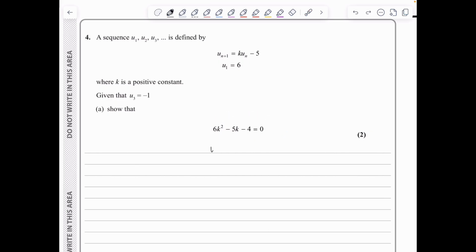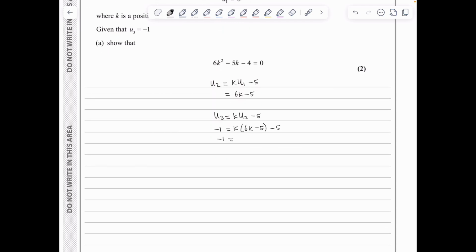So let's start with u2, which is equal to k times u1 minus 5. Well, we know that u1 is 6, so u2 is 6k minus 5, and we can proceed with u3. So u3 is k times u2 minus 5, and u3 is negative 1, which is k times (6k minus 5), minus 5. So we're looking at negative 1 is 6k squared minus 5k minus 5, which leads to 0 being 6k squared minus 5k minus 4 as required.